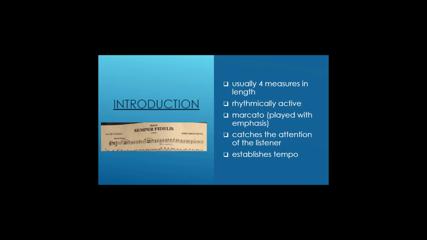So our introduction is usually 4 measures in length. It's going to be rhythmically active. It's going to be marcato, played with a lot of emphasis, and we use it to catch the attention of the listener. It's going to establish the tempo right from the beginning. So in some marches, this could be a drum break. In some marches, this is going to be the whole band. So Semper Fidelis is an example of the whole band playing the introduction. And here is what the introduction sounds like.